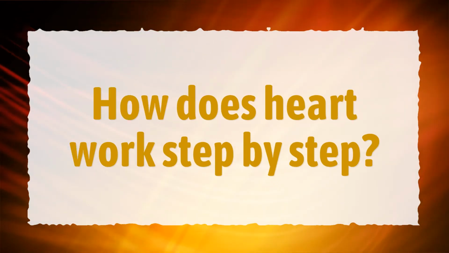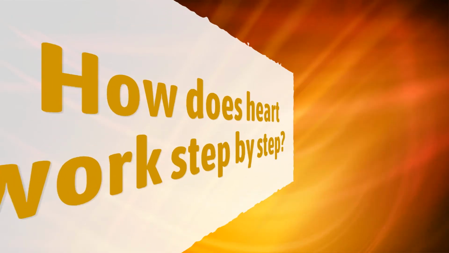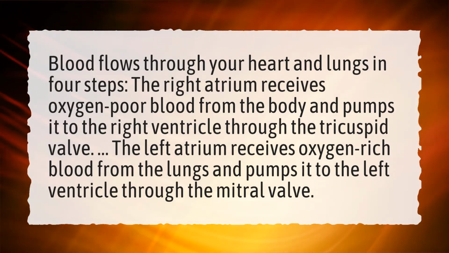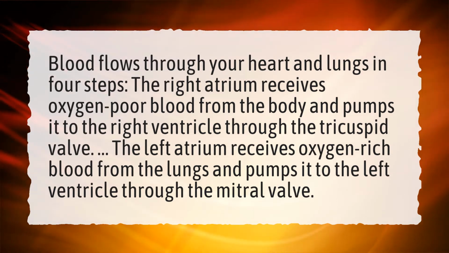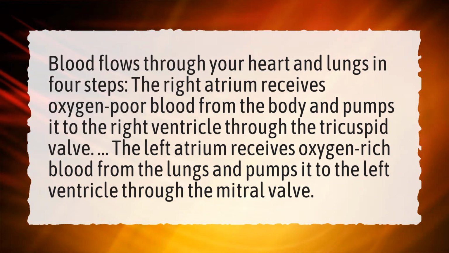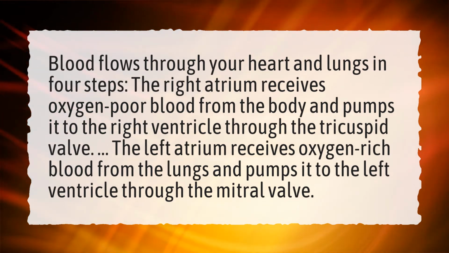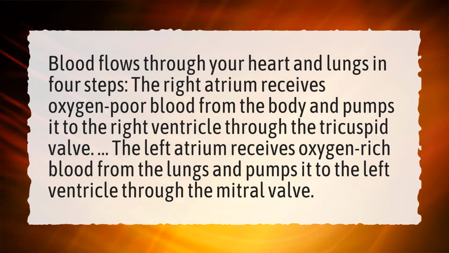How does the heart work step by step? Blood flows through your heart and lungs in 4 steps. The right atrium receives oxygen-poor blood from the body and pumps it to the right ventricle through the tricuspid valve. The left atrium receives oxygen-rich blood from the lungs and pumps it to the left ventricle through the mitral valve.